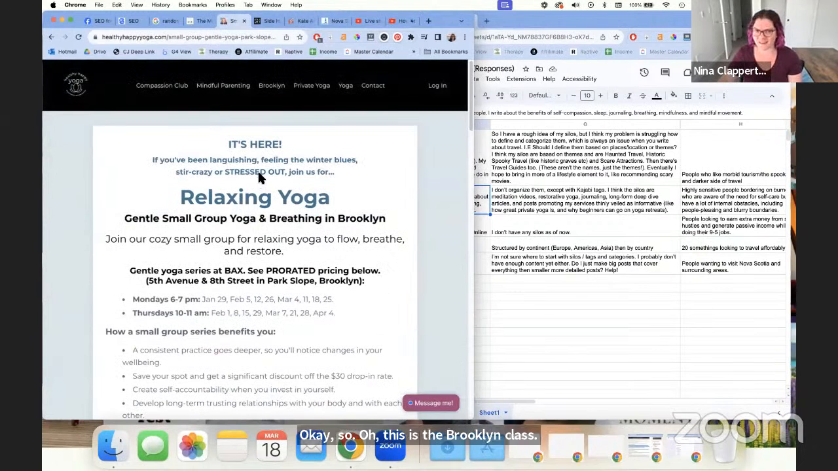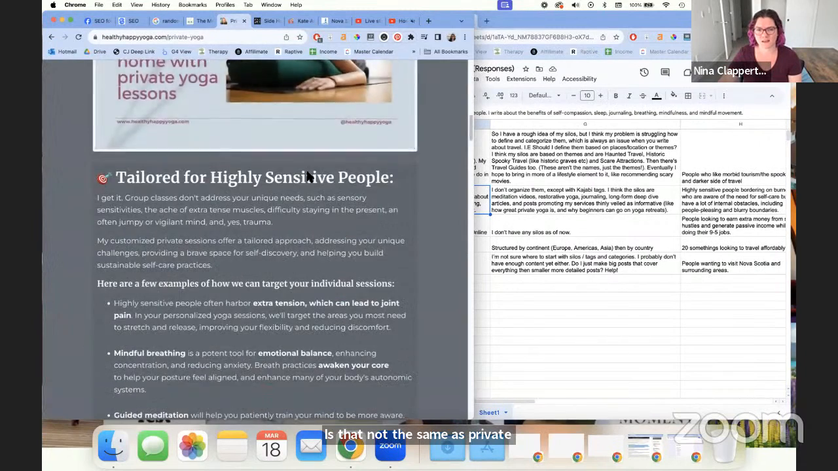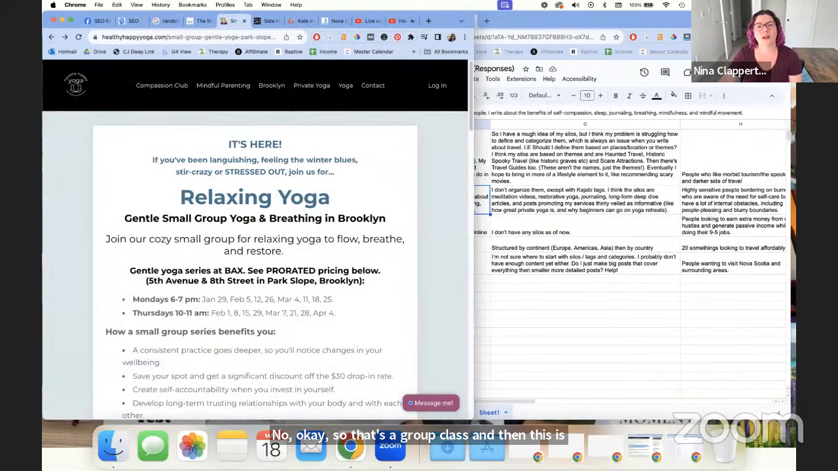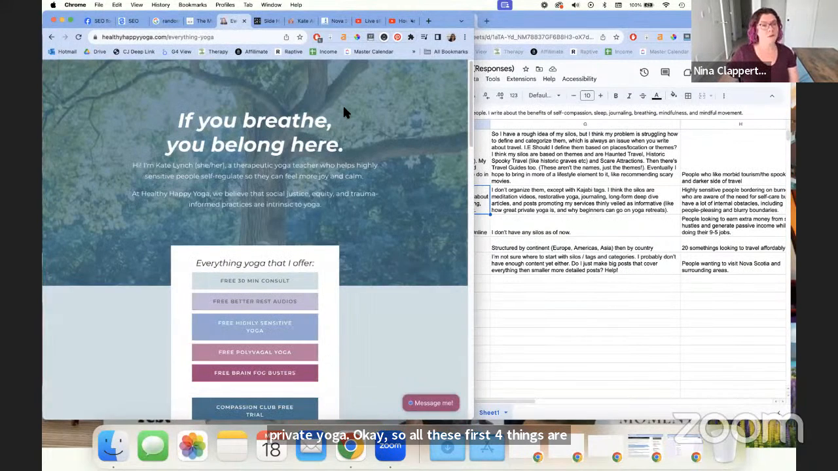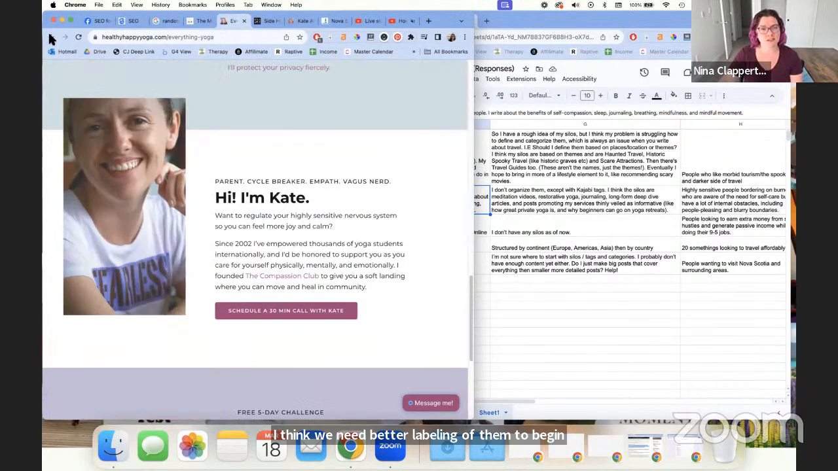Okay, I get that. Is that not the same as private yoga, is my question. No. Okay, so that's a group class, and then this is private yoga. So all these first 4 things are things for sale. I think we need better labeling of them to begin with. Oh, these are also things for sale. Where's your content?